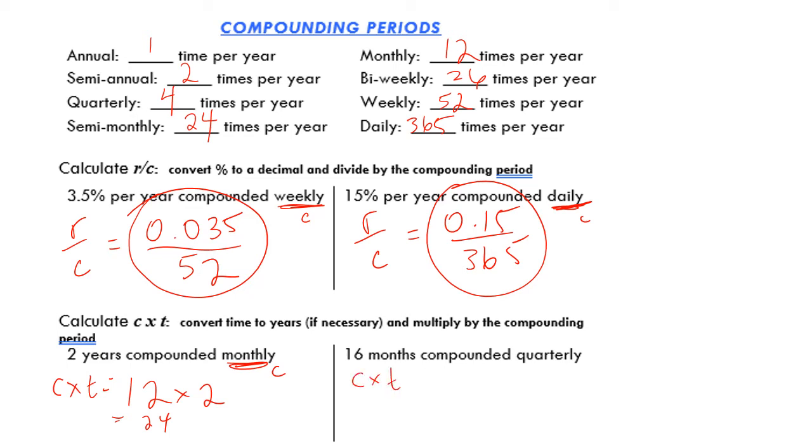Same thing here. My C is now quarterly, which is 4, times, now, we want it to be in years. So we're not going to multiply by 16. How many months are there in a year? 12. So you want to multiply by 16 over 12, which equals 5.333 repeated. So make sure you have a handle on those definitions and those compounding periods and doing those little legwork calculations, R over C and C times T.